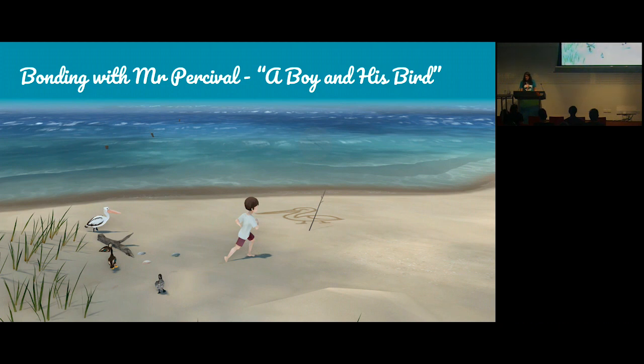Again, we weren't seeking realism. Pelicans waddle, they're very heavy, and frankly, they're pretty terrible on land. But Mr. Percival trots along with his wings open. To all pelican lovers, sorry, we skipped a few affectations in order to aim for a more universal cuteness.